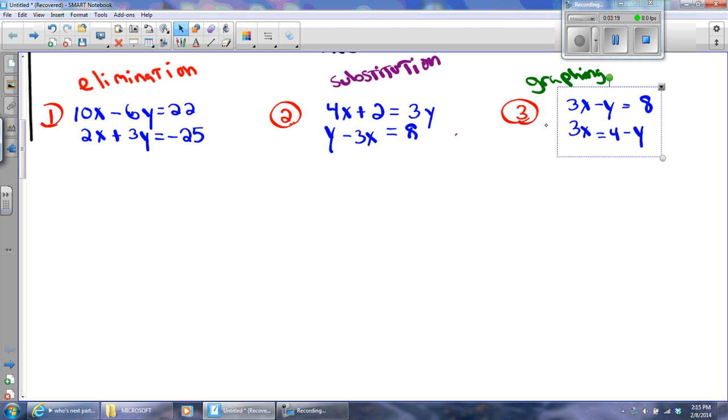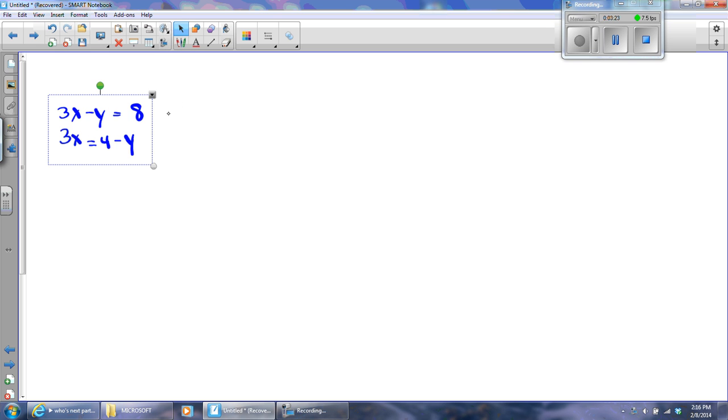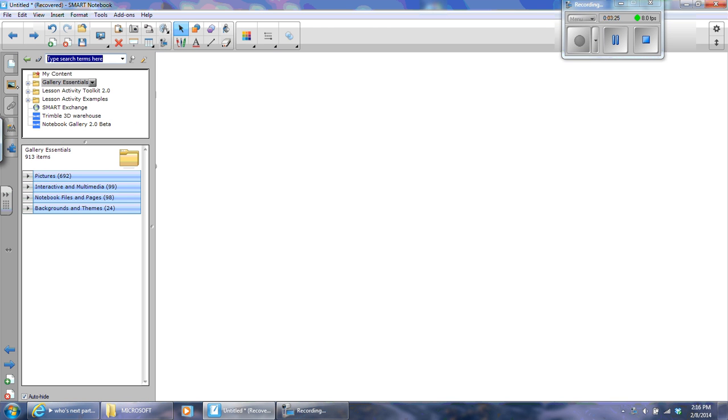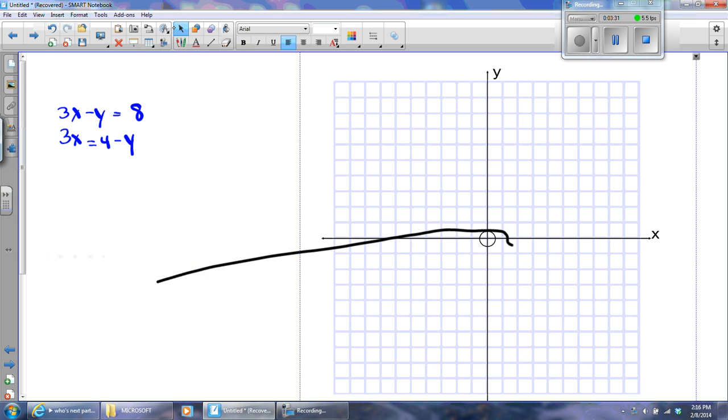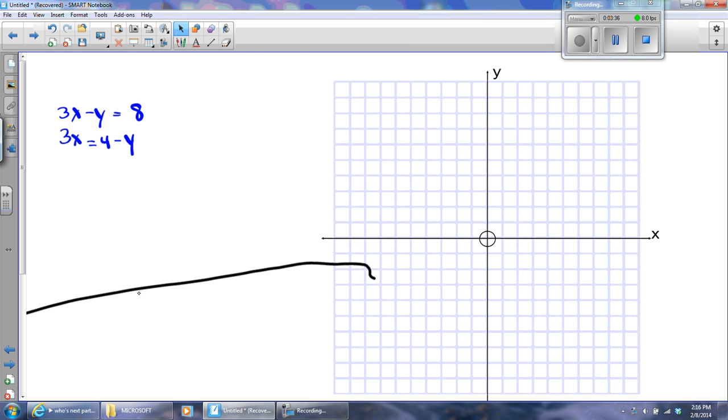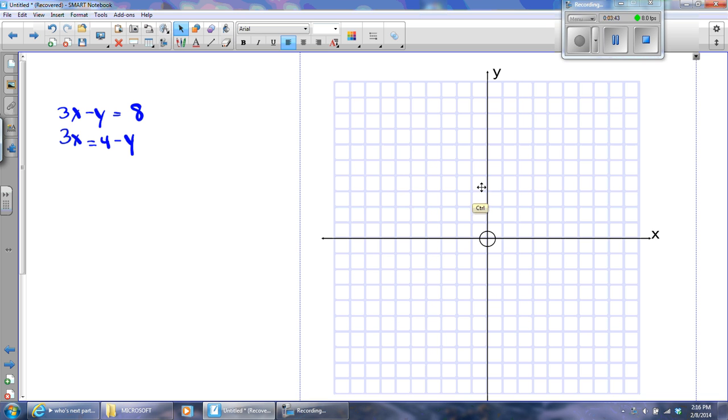So let me get a new page here. And there we go. And let me get some graph paper. And I don't know why that's happening, but it is. So it's no problem. Let's see, there we go, it's gone. Let me lock him in place.